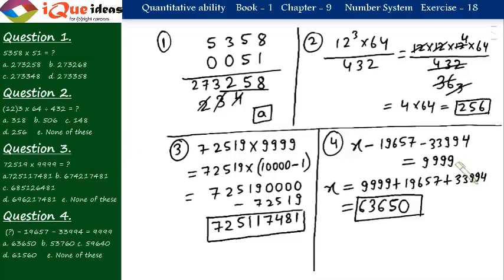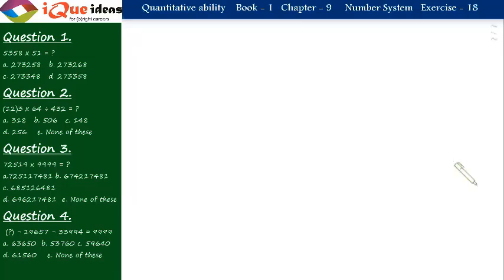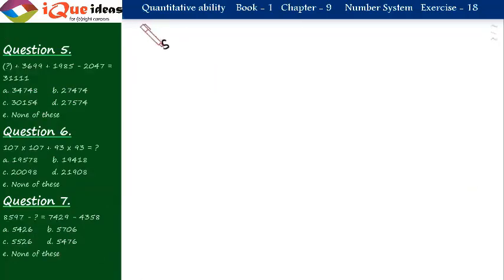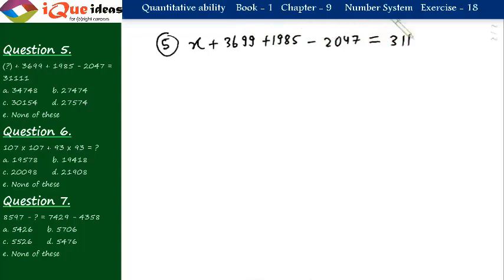So these are simple questions of addition and subtraction. Let's take up the next question, question number 5. It says question mark. Let's say x is the value of question mark. So x plus 3699 plus 1985 minus 2047 is equal to 31111. Alright, let's do one thing. Let's add these two here.